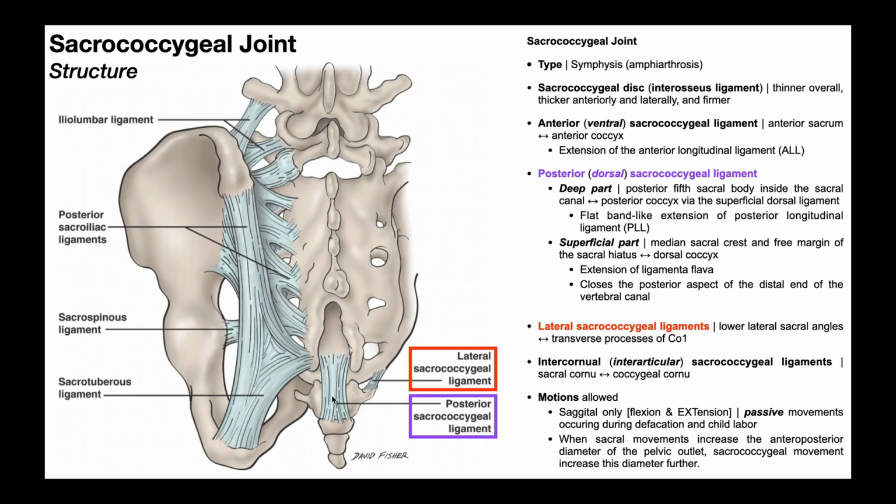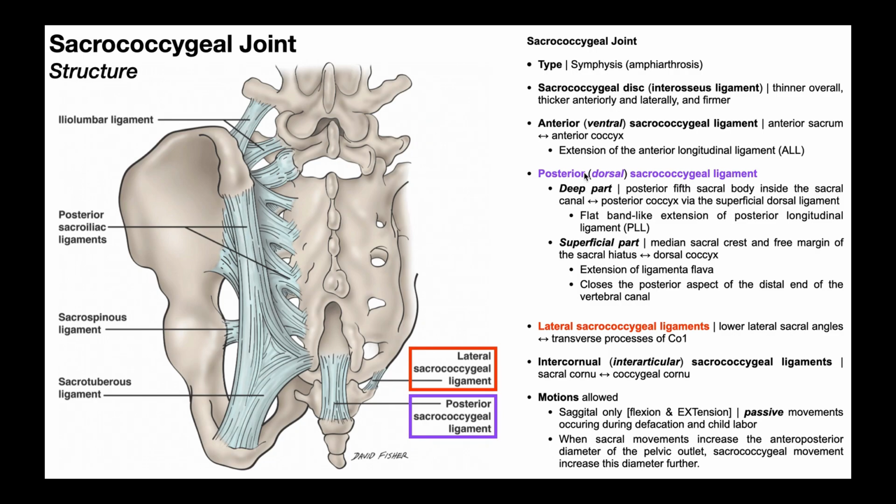And then right here we have the posterior sacrococcygeal ligament. It has two parts, a deep part and a superficial part. Obviously we can see the superficial part much better here. And it's a connection between the median sacral crest and free margin of the sacral hiatus, so up here, down to the dorsal or posterior surface of the coccyx. And it's an inferior extension of the ligamenta flava of the spine. And it also closes the posterior aspect of the distal end of the vertebral canal.